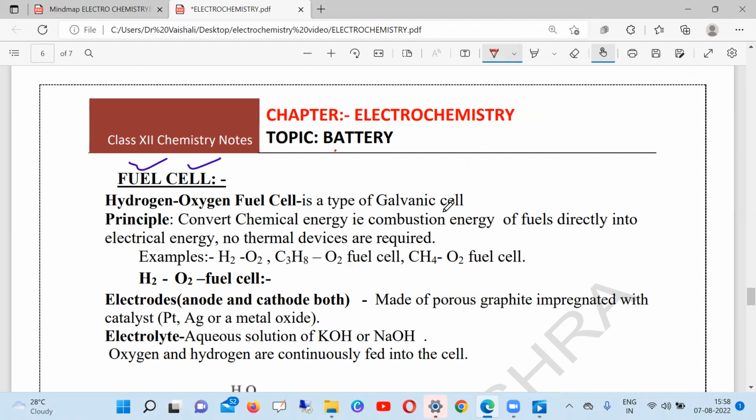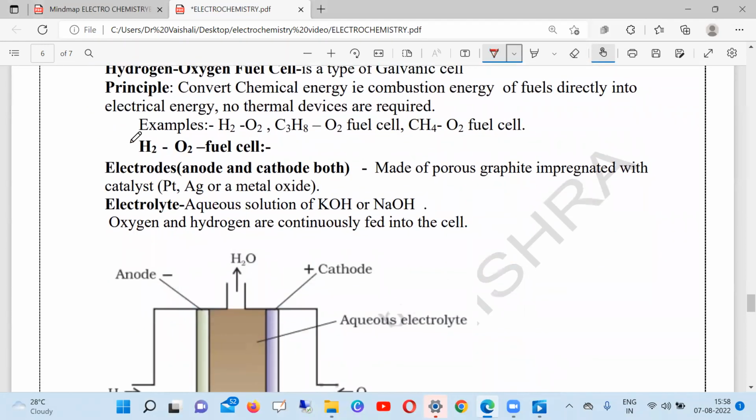The principle of it is also based on galvanic cell, means they convert chemical energy, that is combustion energy of fuels, directly into electrical energy. Means the conversion of combustion energy to electrical energy. So no thermal devices are required. And there are so many examples: hydrogen oxygen fuel cell, propane oxygen fuel cell, methane oxygen fuel cell, etc. But we'll study only one type of fuel cell, that is hydrogen oxygen fuel cell. So now we'll discuss the hydrogen oxygen fuel cell.